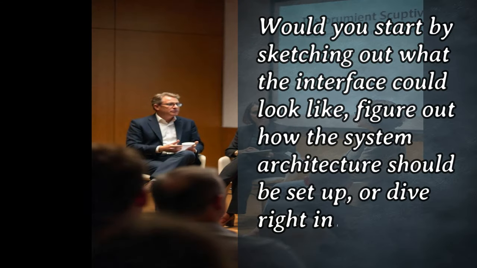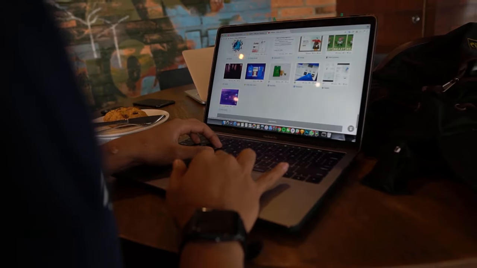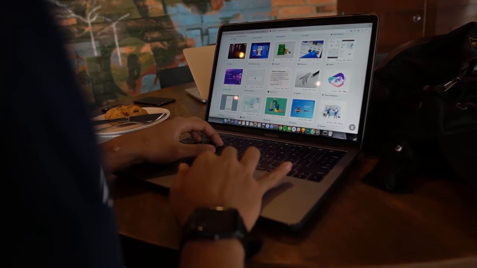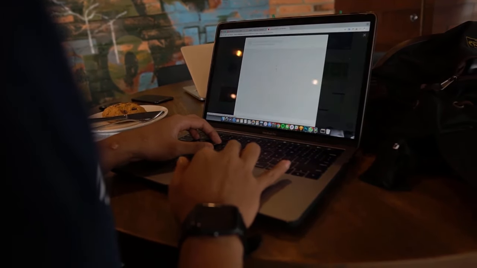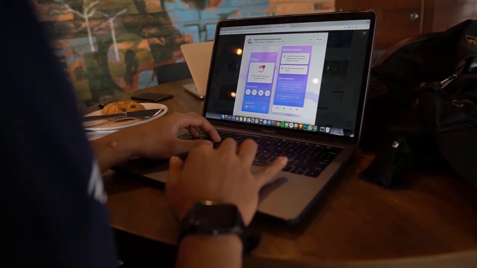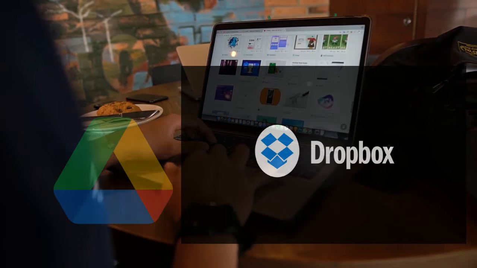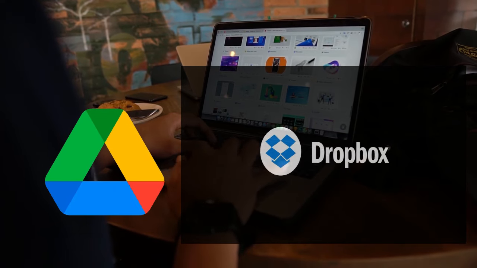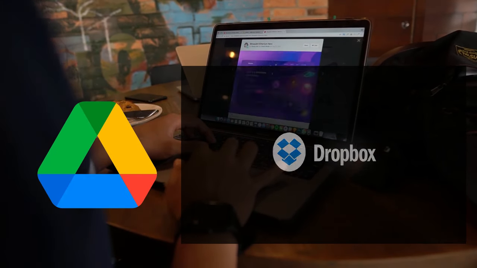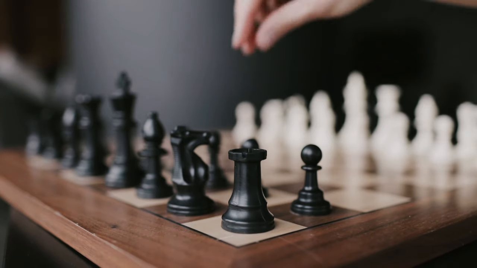Would you start by sketching out what the interface could look like, figure out how the system architecture should be set up, or dive right into coding? So, would you kick things off by chatting with users about how they currently share files? It might be helpful to look into the tools they're using, like Dropbox and Google Drive, and then use that information to brainstorm ideas for designing the new service. So, what's your next move?